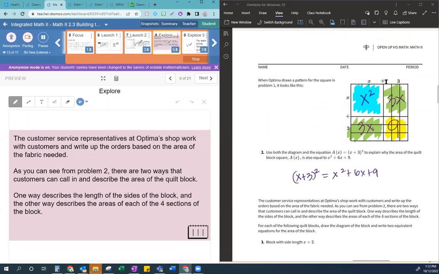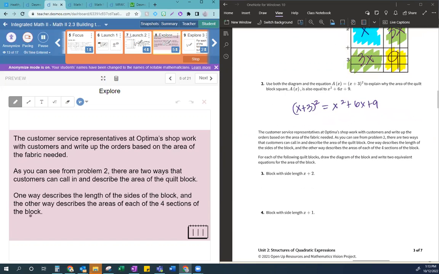X plus 3 quantity squared means this times this is equal to x squared plus 6x plus 9, right? The other thing that I want to keep in mind as well is, when you see things that look different but are the same, it's almost like a $20 bill versus 4 $5 bills, right? Okay, so let's continue. One way to describe the length of the sides, and the other way is the areas of each of the 4 sections of the block here.